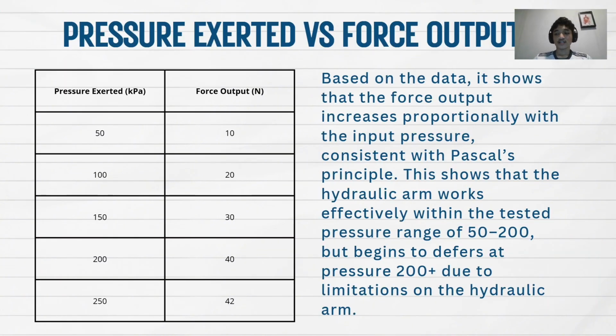So this is the expected outcome of the mini project. Based on the data, the force output increased proportionally with the input pressure. This follows Pascal's principle. So the hydraulic arms work effectively within the tested pressure range of 550 to 200. But after 200 plus, it begins to differ because of the limitations of the hydraulic arms.